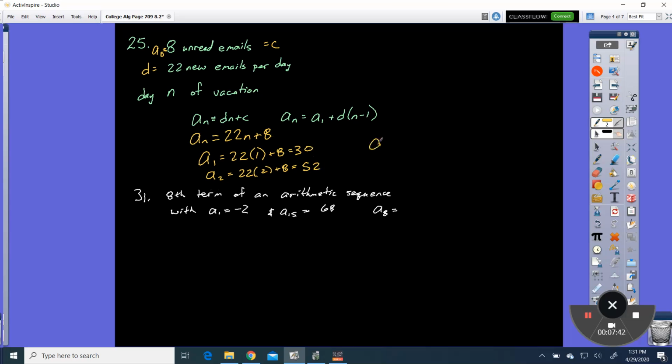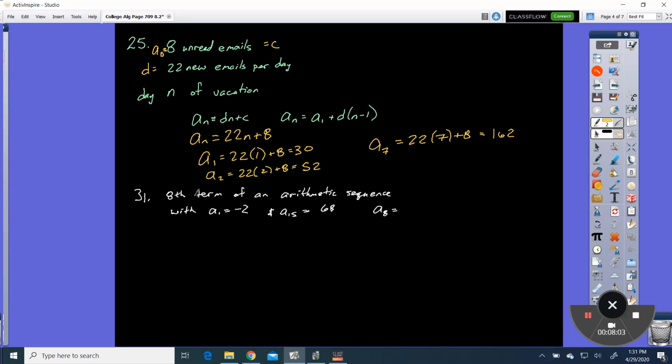But if I wanted to find just the 7th day without having to add 22, I could just do that. 154 plus 8. So you could calculate it any way. You don't have to do as much. You don't have to go 22 added onto that. You can just calculate whatever day you're after.